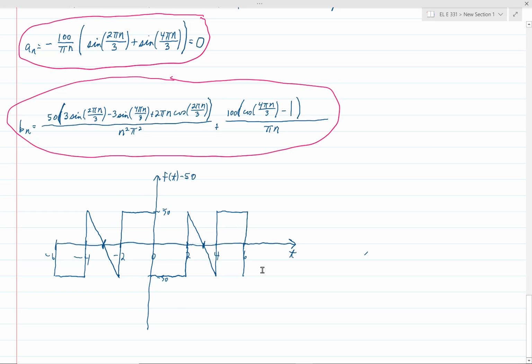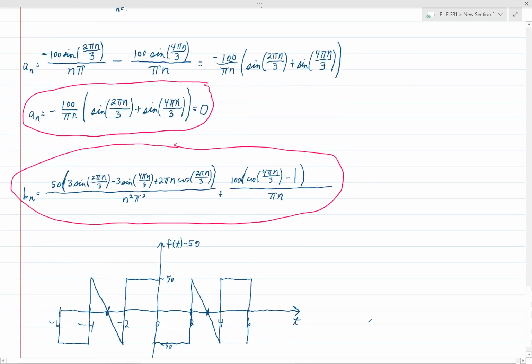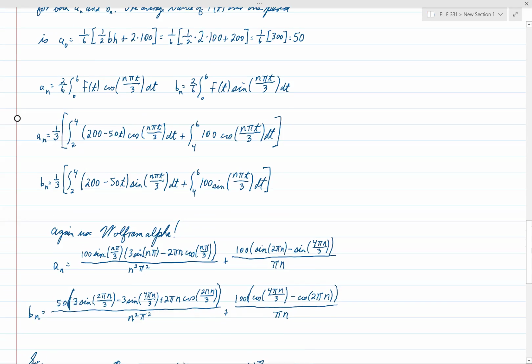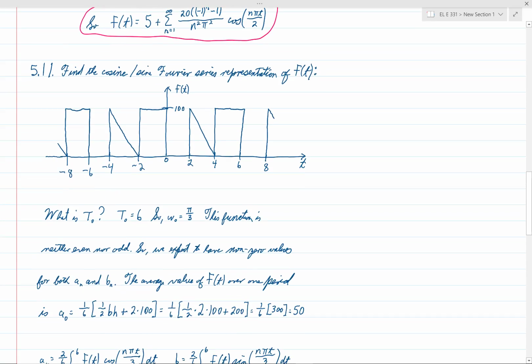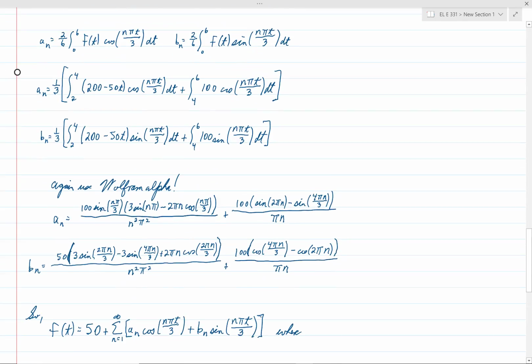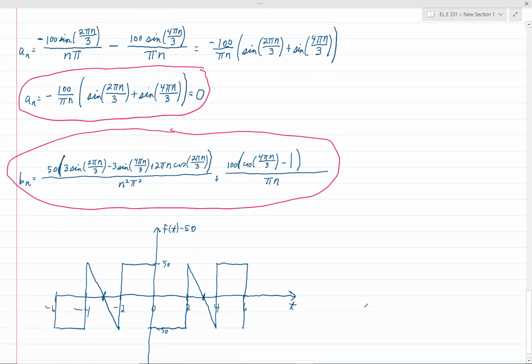So to me, that's just really remarkable. Again, I think that if you look at this original function, it would be very hard to see that you could subtract 50 from that function everywhere and obtain a purely odd function. But Fourier series analysis has helped you to see that. So that's the last example.